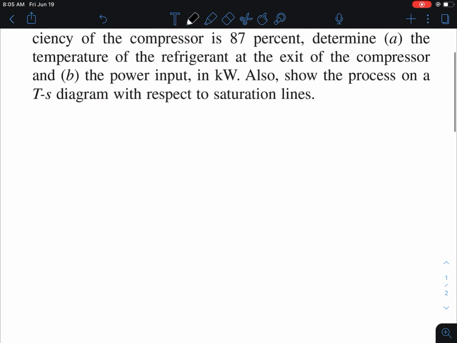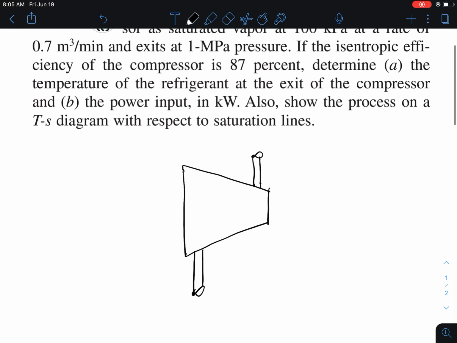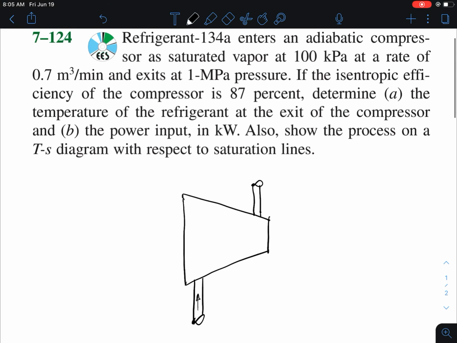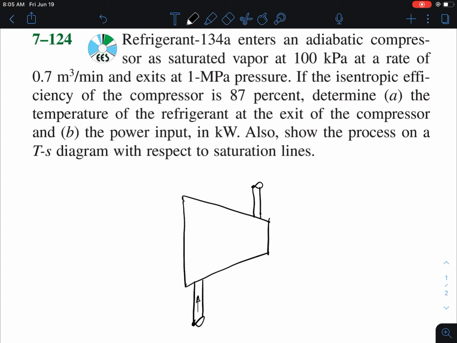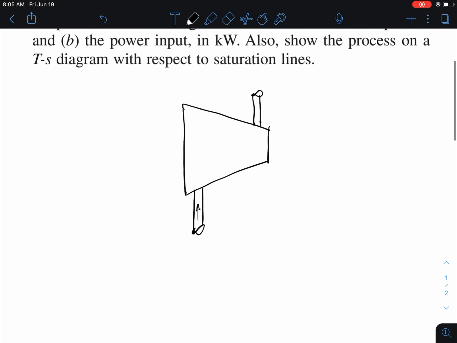So if we have a compressor, let's draw a compressor. So this compressor has input and output. The problem says that refrigerant 134a enters an adiabatic compressor. Adiabatic compressor means that there is no heat transfer. As a saturated vapor at 100 kilopascal at a rate of 0.7 meter cube per minute.